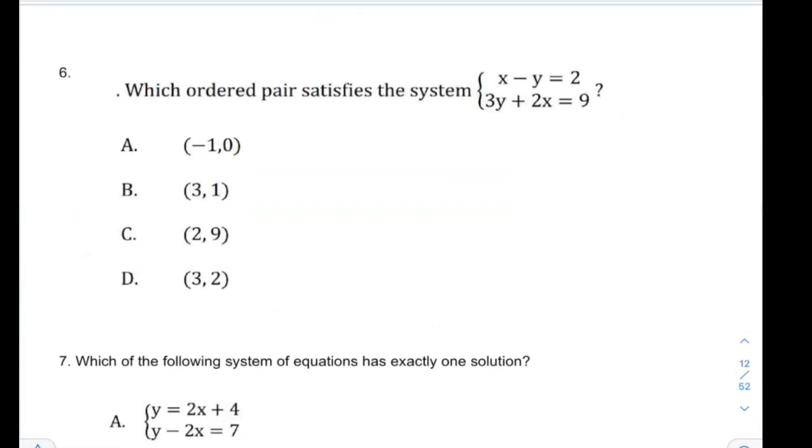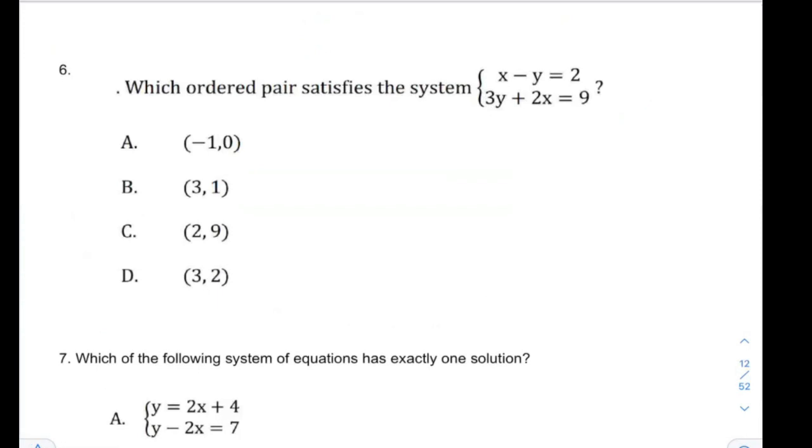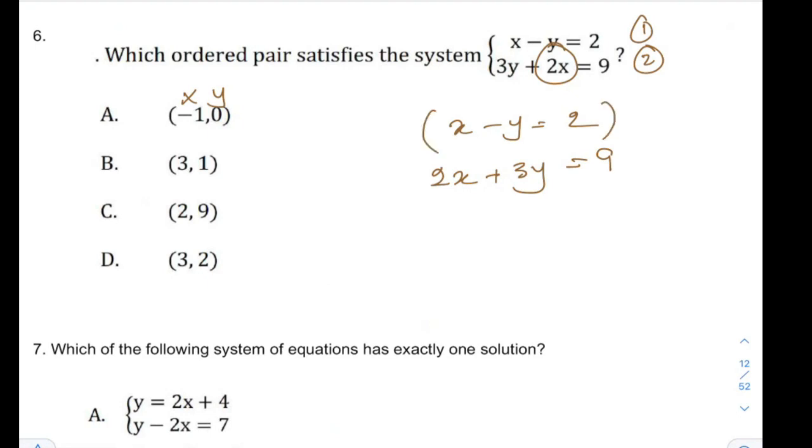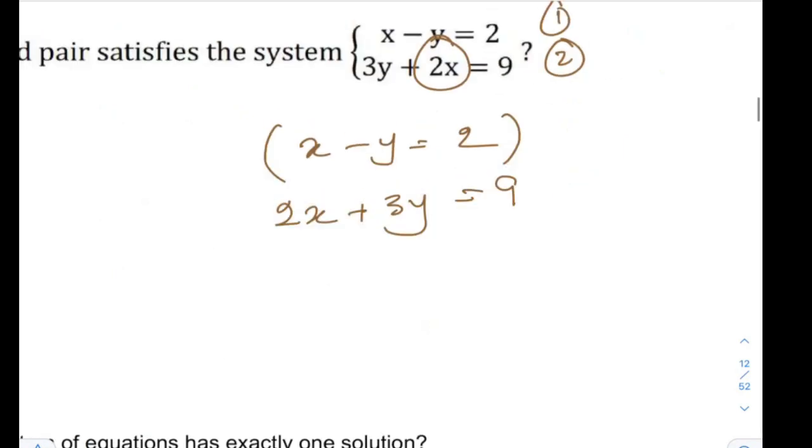Which ordered pair best satisfies the system? You have 2 solutions, or 2 approaches actually. Either you replace x, y in each equation here, and you should have them both leading to correct equalities. The other approach is to solve, which I prefer. So let's solve by elimination. Remember, put the x under the x, y under the y. Don't be in a hurry.